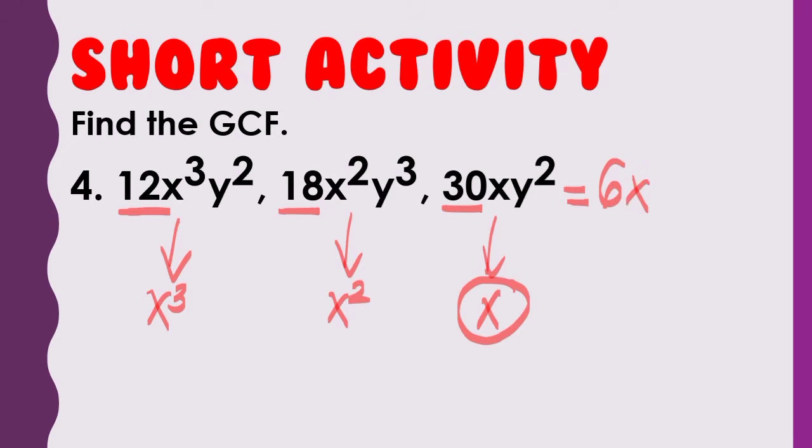And then, for the y variable, we have y squared, y cubed, and y squared. Their greatest common monomial factor is y squared. Therefore, the greatest common monomial factor of the given set of monomials is 6xy squared.